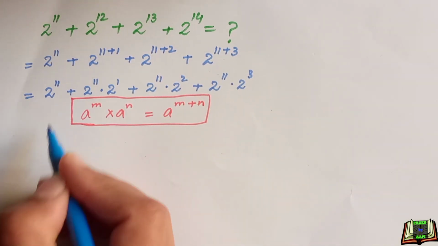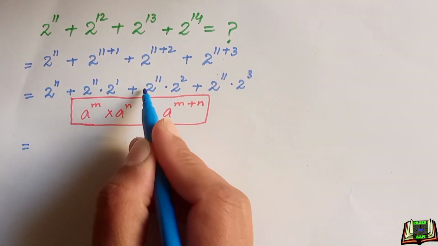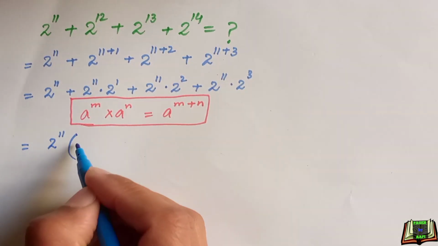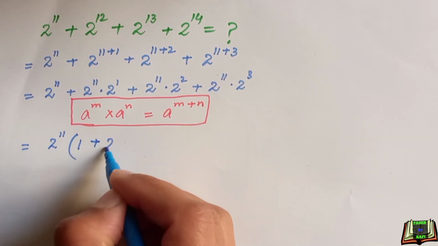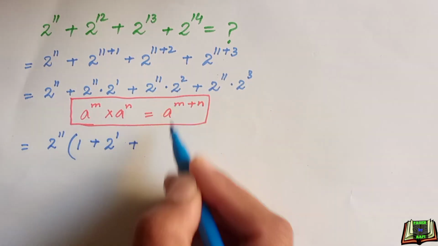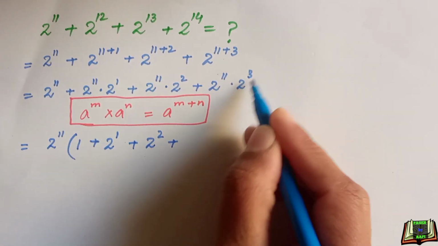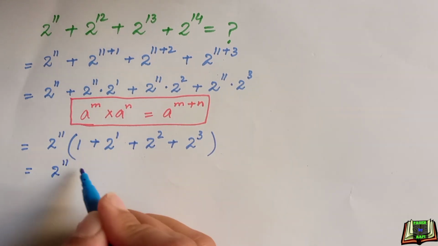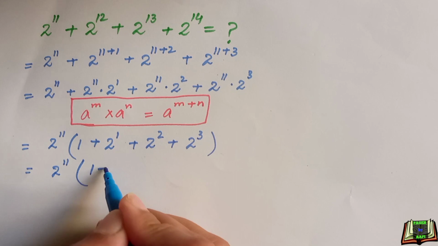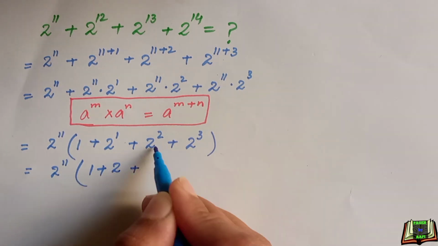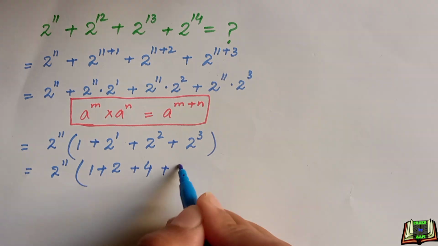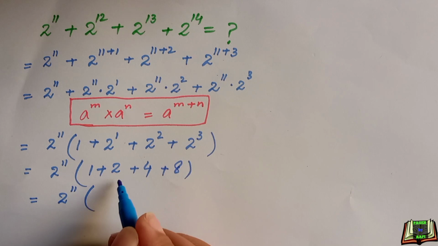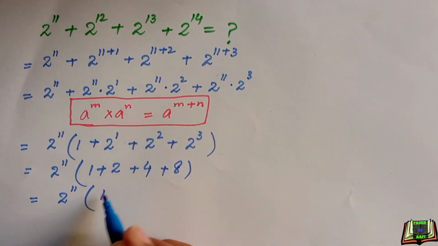We are going to take the 2 to the power 11 as common. So what we are left with? Here we are left with 1 plus, here we have 2 to the power 1 plus 2 to the power 2 plus 2 to the power 3. So 2 to the power 11 times 1 plus 2 to the power 1 is 2, 2 to the power 2 is 4, plus 2 to the power 3 is 8. 2 to the power 11 times 1 plus 2 is 3, 3 plus 4 is 7, 7 plus 8 is 15.